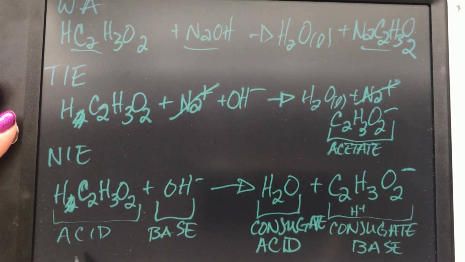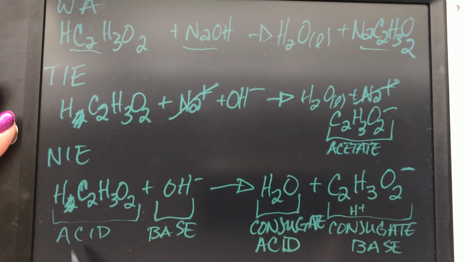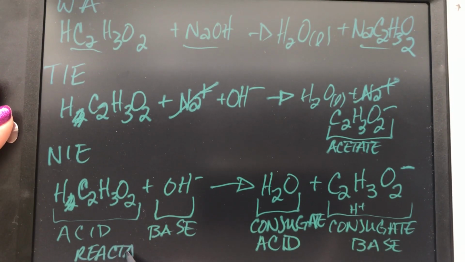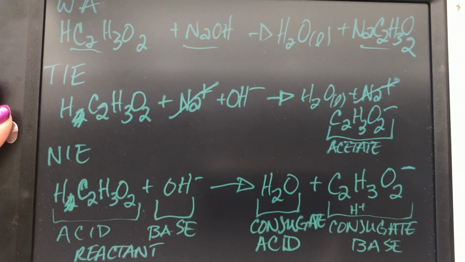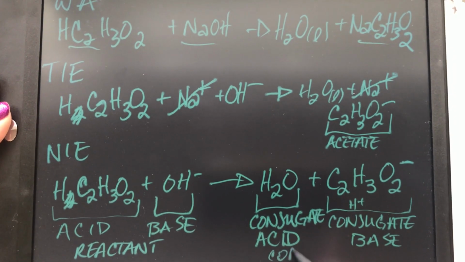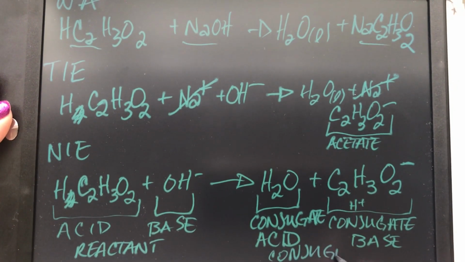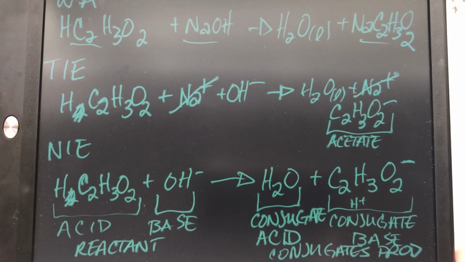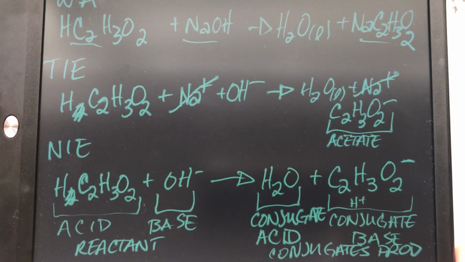So anytime we have an acid-base reaction, the acids and the bases are always the reactants, and the conjugates are the products by convention. Does that kind of help?